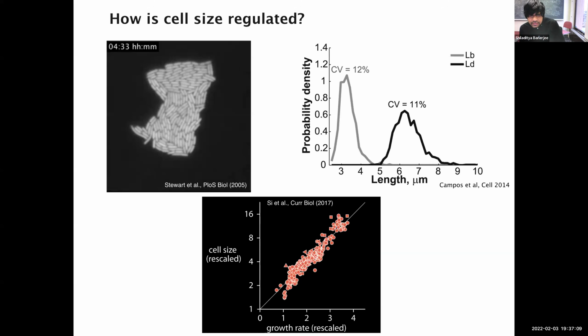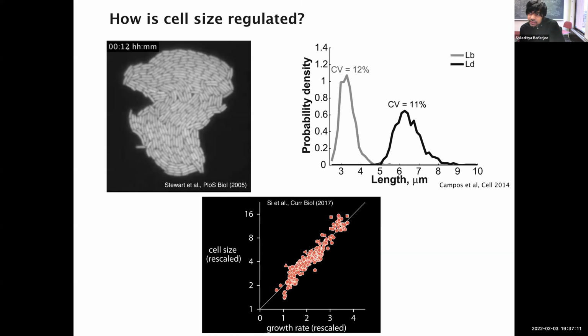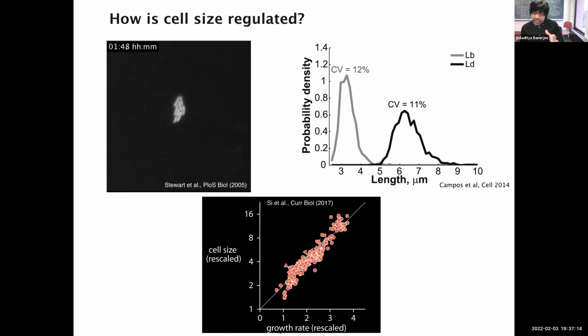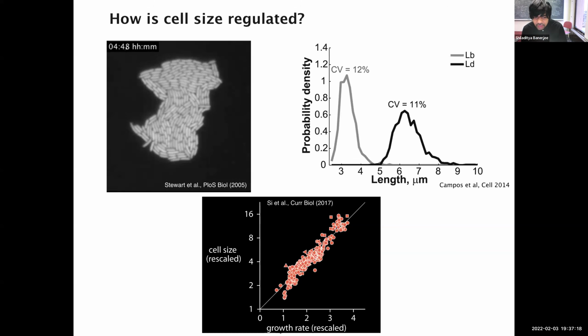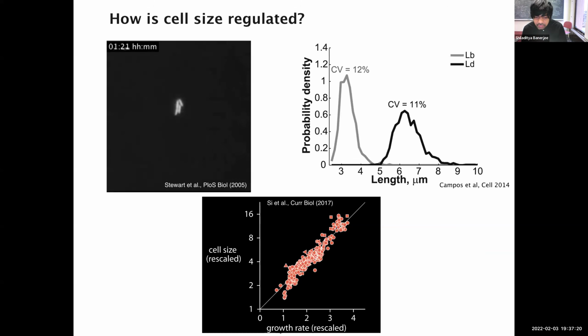And the second thing is, if you measure the size of the cells, right? And if you plot it against the rate of growth, right? You find a surprisingly simple exponential relationship, right? Faster the cells grow, bigger they are, right?